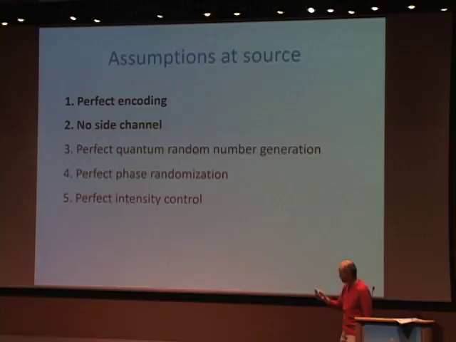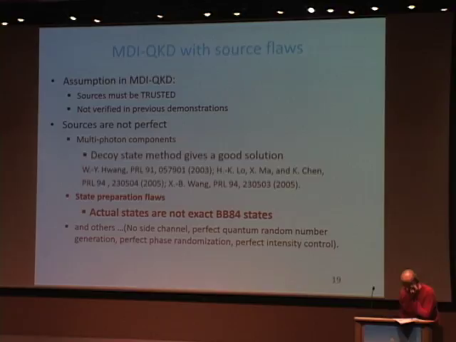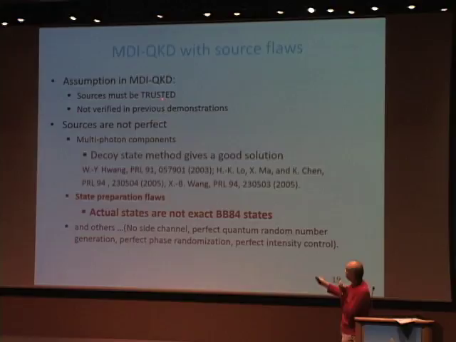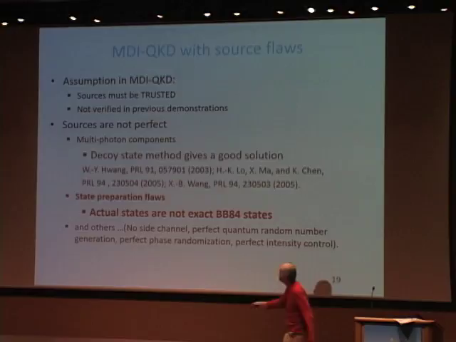Okay, so let's see. How can we do MDI-QKD with source flaws? Let me repeat the main issues. Of course, in MDI-QKD we assume the source is trusted, but the source is not perfect, and there will be some multimode components. Well, that's not a problem. People have known about this problem for a long time, and again, we can use GLLP. In fact, MDI-QKD works with GLLP. That's fine. But the main point is here.